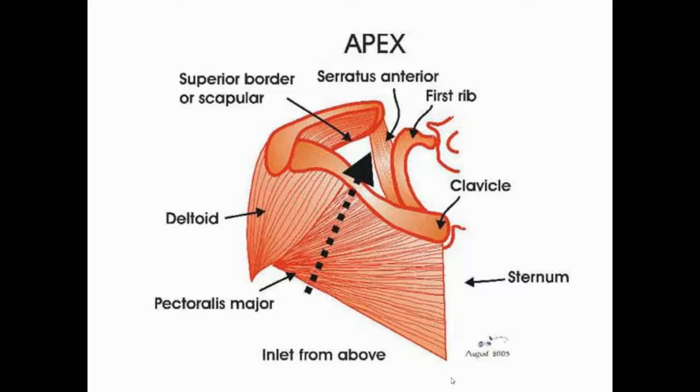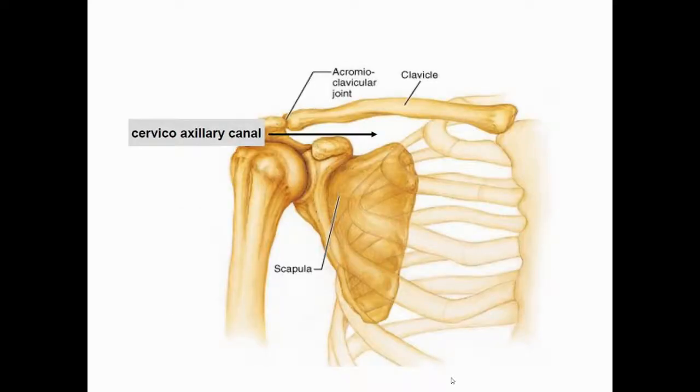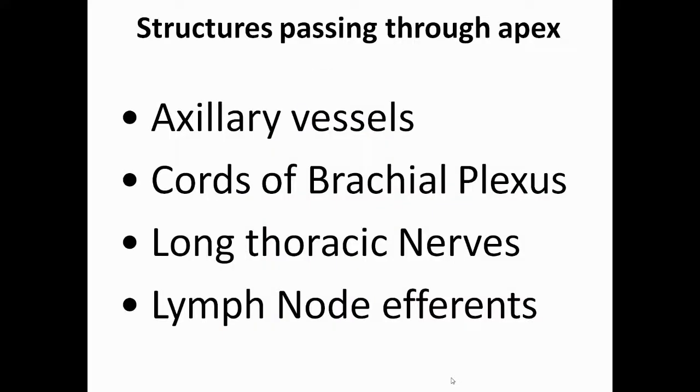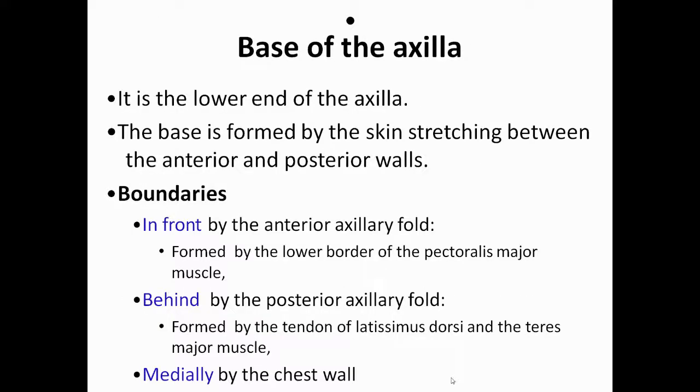You can see here the cervicoaxillary canal. Structures passing through the apex are the axillary vessels, the course of the brachial plexus, the long thoracic nerves, and lymph node afferents. So these are the structures passing through the apex.